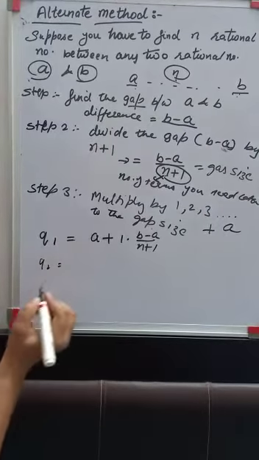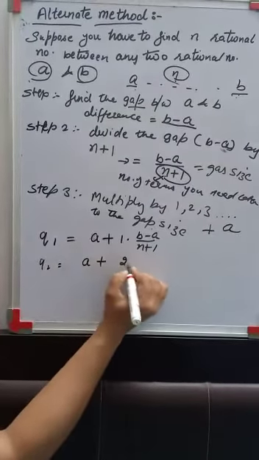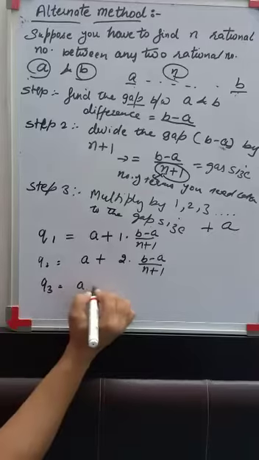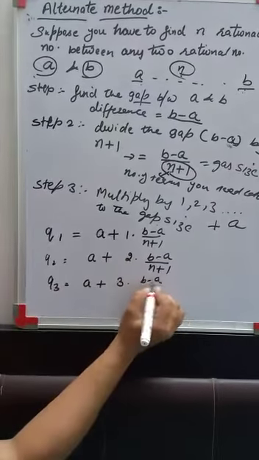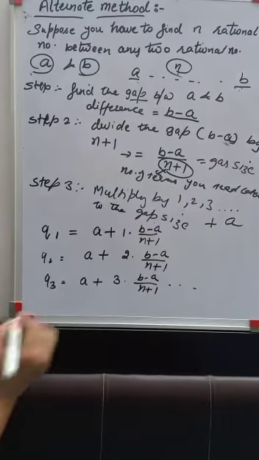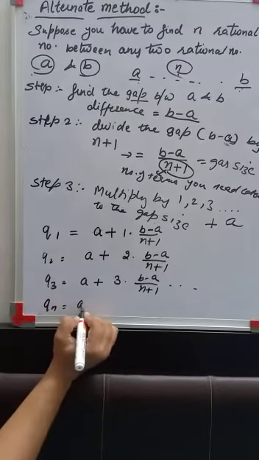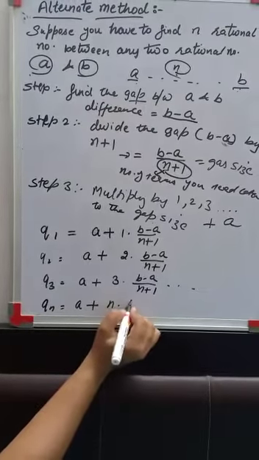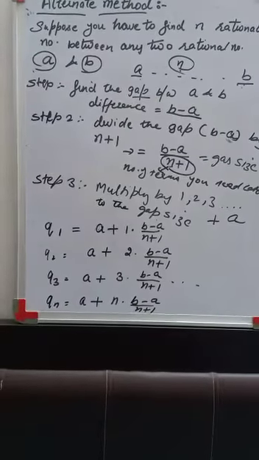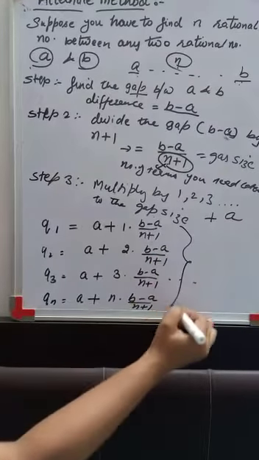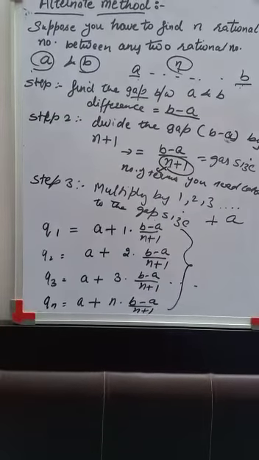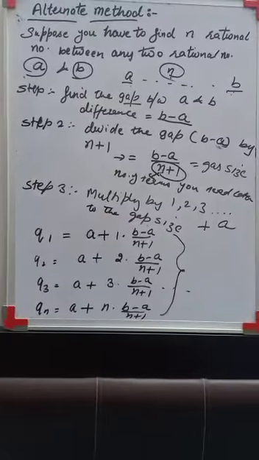Q2 will be A plus 2 into B minus A upon N plus 1. Q3 will be A plus 3 into B minus A upon N plus 1, and so on. How many numbers do you need to calculate? So Qn will be A plus n into B minus A upon N plus 1. In this manner you can calculate the terms in between two rational numbers. Now I am going to explain this method with an example, then only will it be clear how to do it.